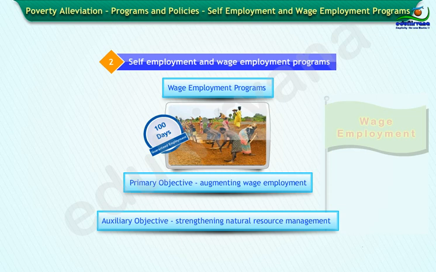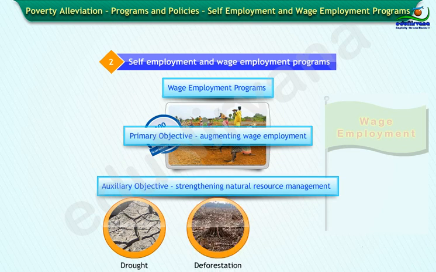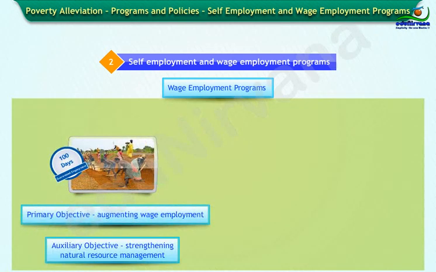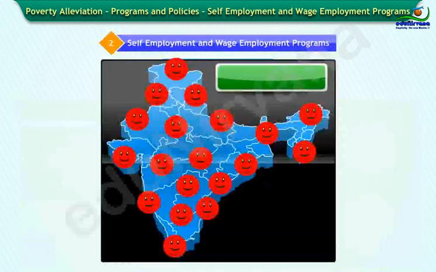Its auxiliary objective is strengthening natural resource management through works that address causes of chronic poverty like drought, deforestation, and soil erosion, and so encourage sustainable development. The MNREGA thus provides a social safety net for the vulnerable groups and an opportunity to combine growth with equity.